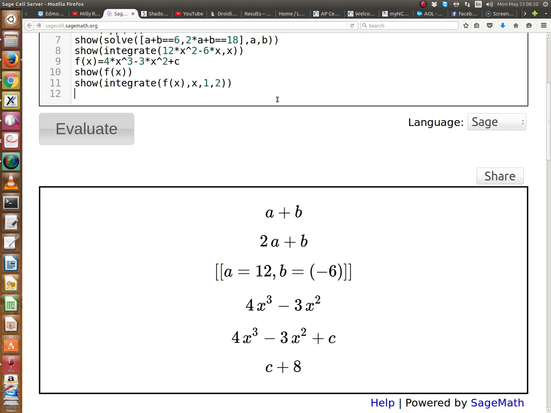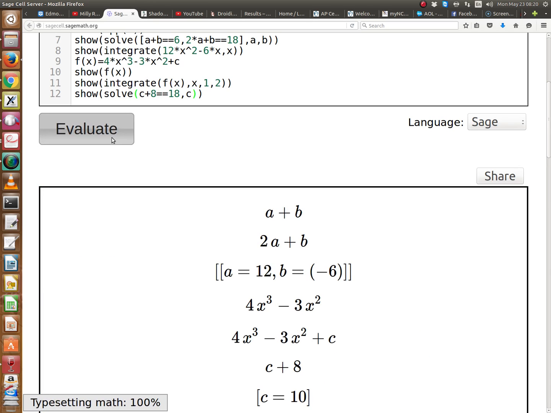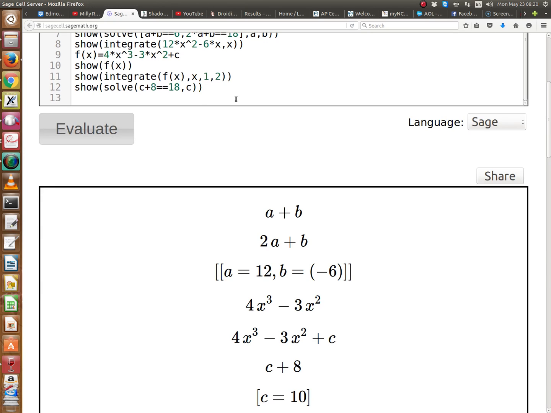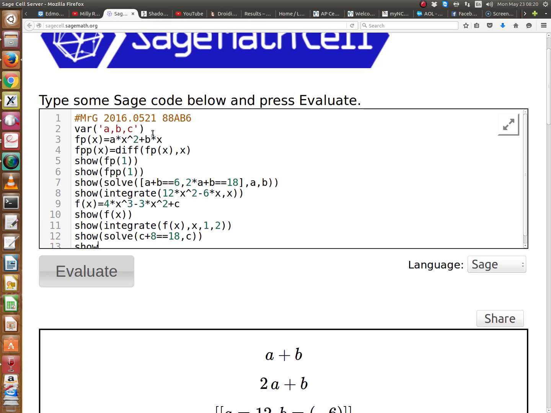If you really want to be crazy about this, show the solve of c plus 8 equals 18. Let's solve it for c. That's sort of crazy, but there you go. You get c equals 10, right? And then if you show f of x, does it put it in there? It says name C is not defined. Well, we defined it. You have to put it in bar. Did we put it up here? Did you put it up here?